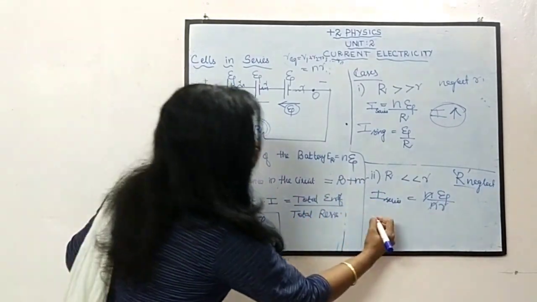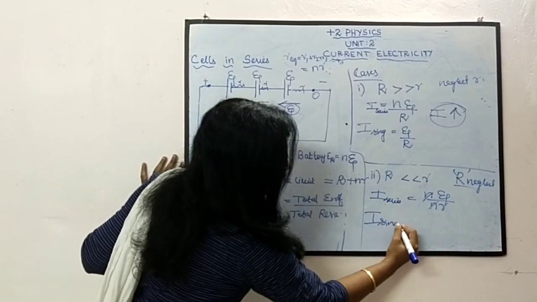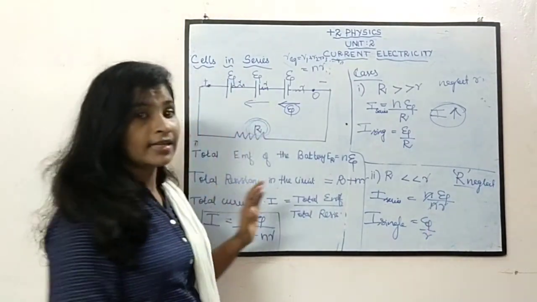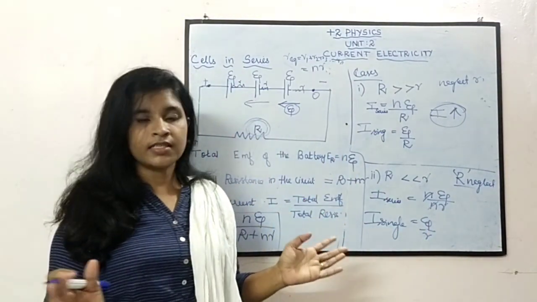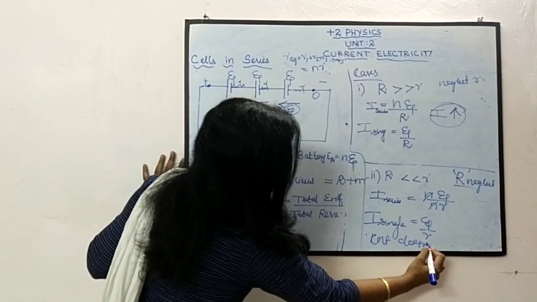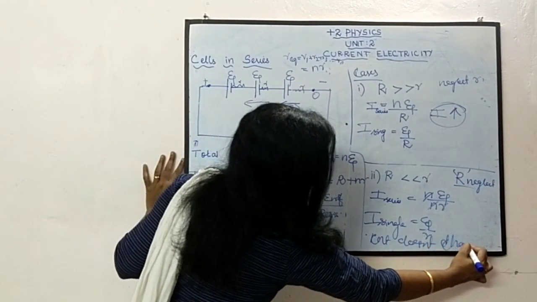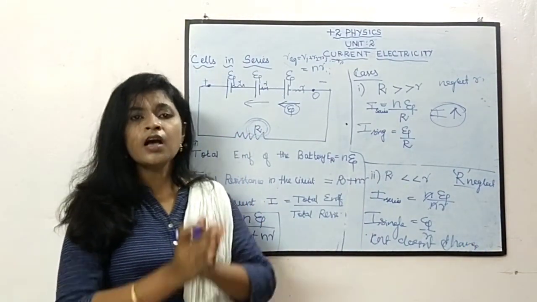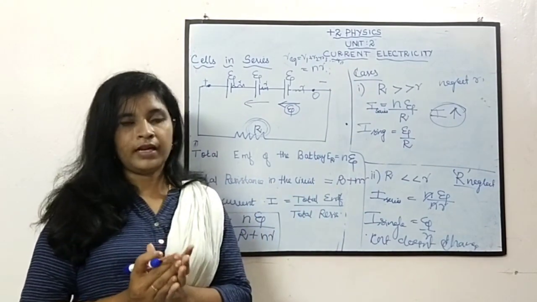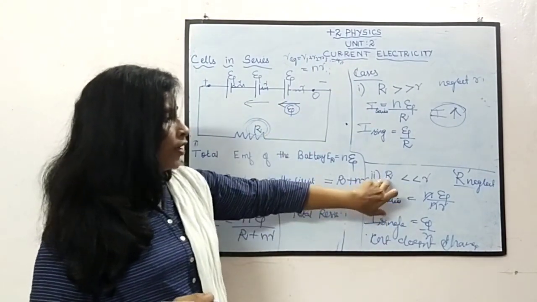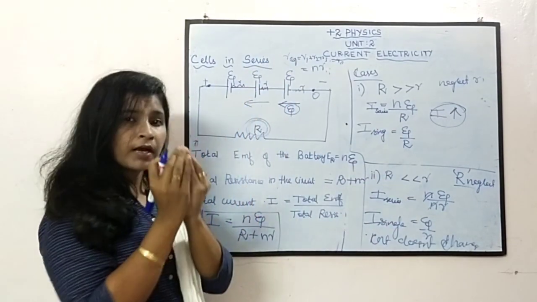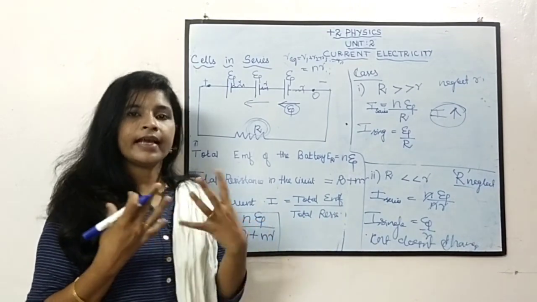When the cells are connected in series, my current is ψ by r. If I am taking only one cell, that also is ψ by r. Is there any change in current? There is no change in current. The current doesn't change. Understood? When connecting cells in series, we analyzed two cases. In the second case, when the external resistance is much smaller than the internal resistance, there is no change in current.